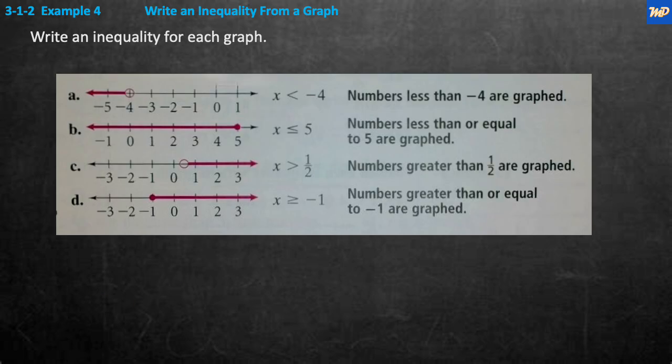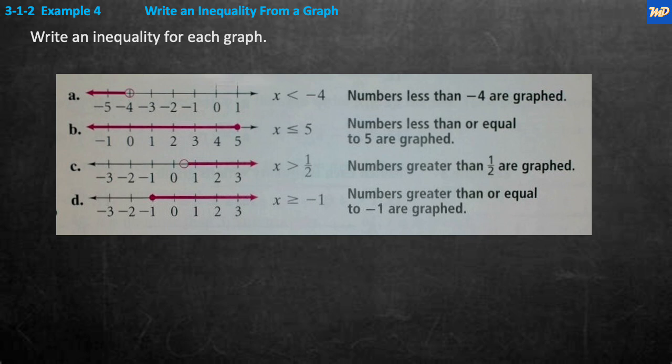Okay, example 4, writing an inequality from a graph. So now we're going to go backwards. We're going to take a look at the graph and then write what the inequality is. So let's take a look at these. Problem A, write the inequality for each graph. And these are all drawn out for us, right?